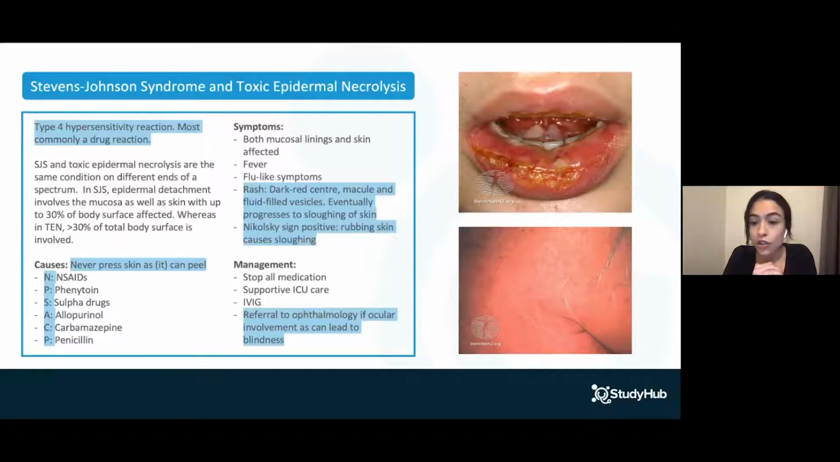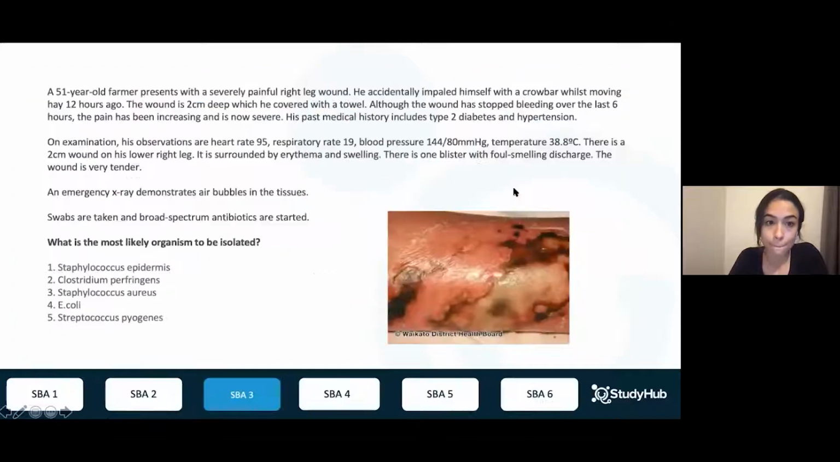And that's because of just the inflammation that's being caused. In terms of how you would manage these conditions, you stop all of the medication, especially if you don't know what's causing it. Usually these patients are so unwell that they need ICU support. And in particular, what's relevant for exams is if there's any ocular involvement, you need an urgent ophthalmological referral. So again, just let me know if you guys want me to clarify anything on that.